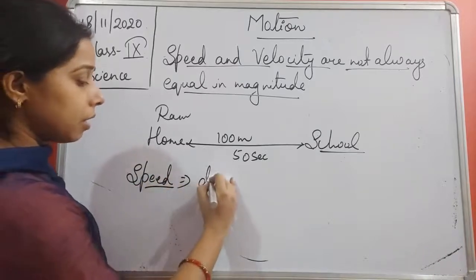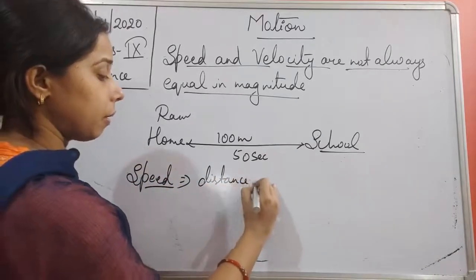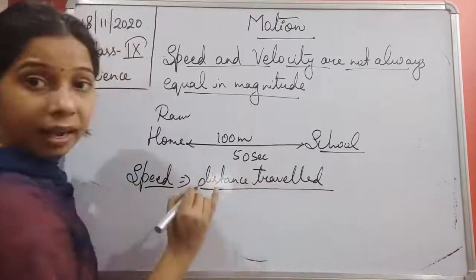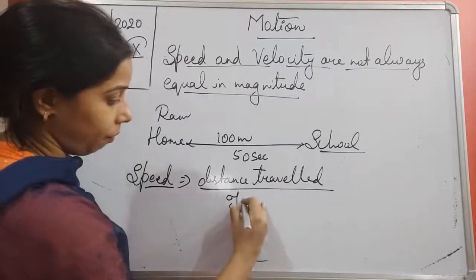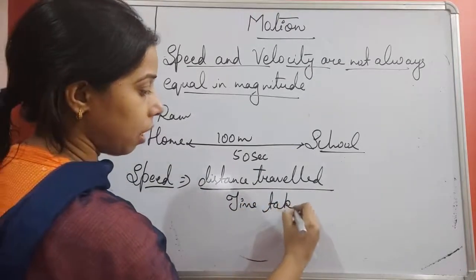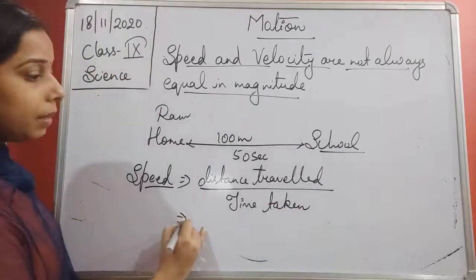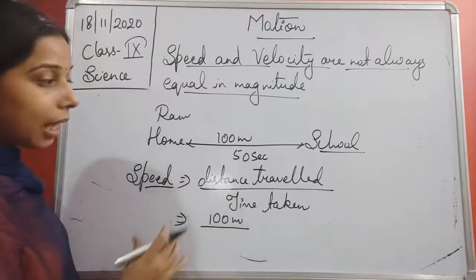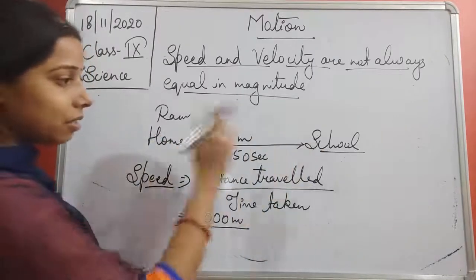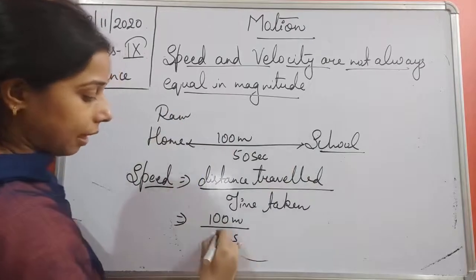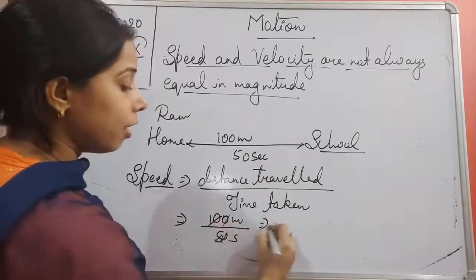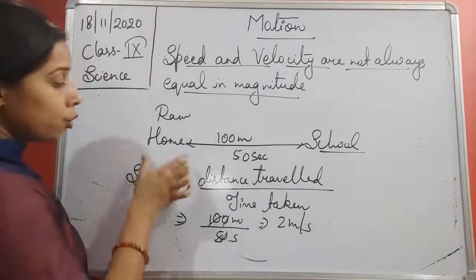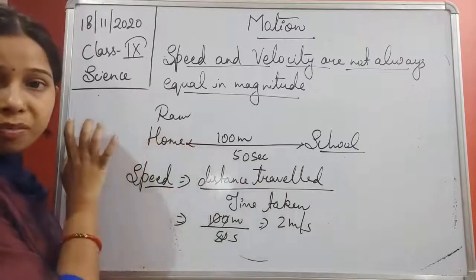the speed of Ram will be the distance traveled upon time taken. So what will be the distance traveled here, students? It travels about 100 meters, and the time it takes to complete this distance is 50 seconds. So it is 2 meters per second. So he has taken 2 meters per second to reach school from home.